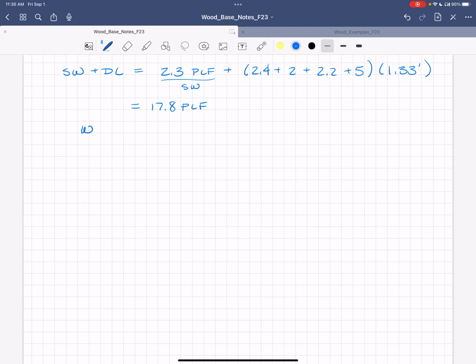So my total weight on the floor, remember we're not factoring loads, is that 17.8 pounds per linear foot plus 53.2 live load pounds per linear foot, and I get 71.0 pounds per linear foot.